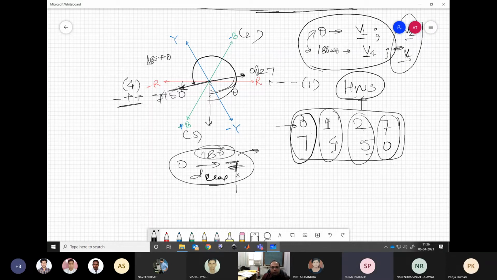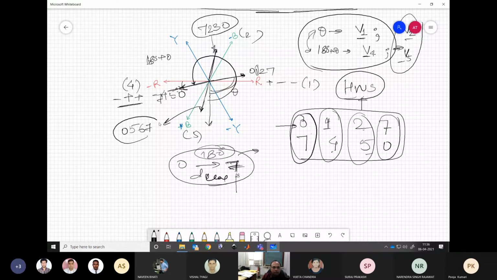Yes, sir. So if any vector, let us say, is at this position and we have applied something like 7, 2, 3, 0, then exactly opposite, what vectors will we have for realization? 0, 5, 6, 7. Yes, 0, 5, 6, 7. Clear? So this is as simple as this.